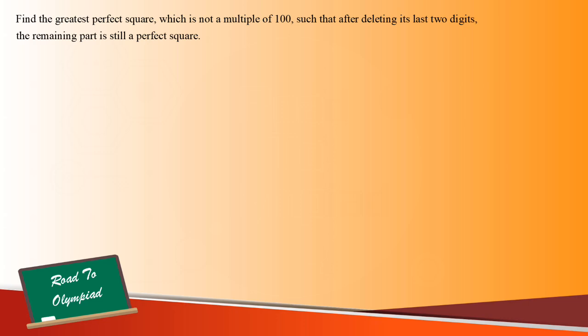Welcome to RTO. Consider the following problem. Find the greatest perfect square, which is not a multiple of hundreds, such that after deleting its last two digits, the remaining part is still a perfect square. We may recognize plenty of perfect squares, but how many of them have the above property? And what is the greatest perfect square among them to have such property?